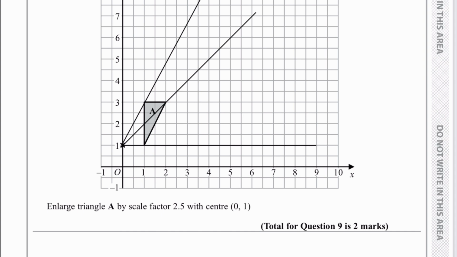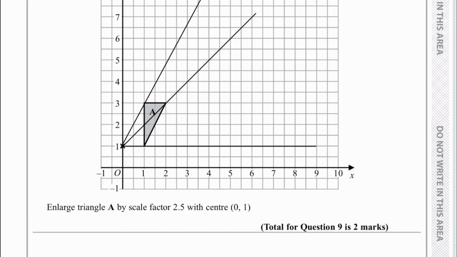Okay, so the first vector I'm going to say is if I look at the point A, which is this point here. Well, in order to get to A from 0, 1, I've gone along one jump and I haven't gone anywhere along the y-axis.